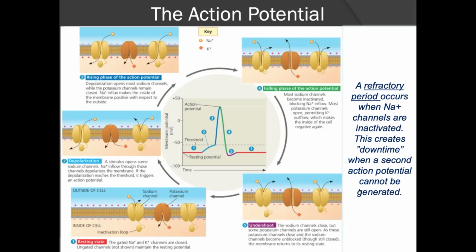Within the firing of an action potential, a refractory period occurs. This refractory period occurs when the sodium channels are inactivated. This creates downtime within the neuron when a second action potential cannot be generated.